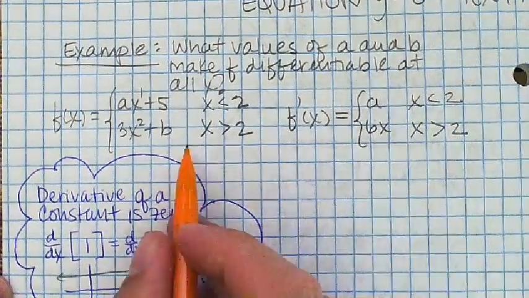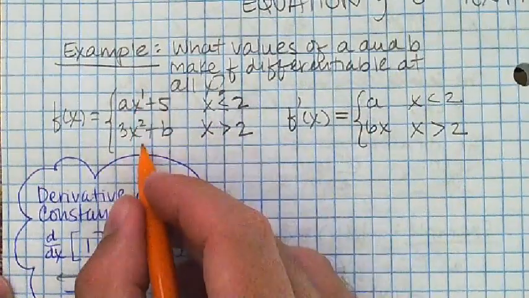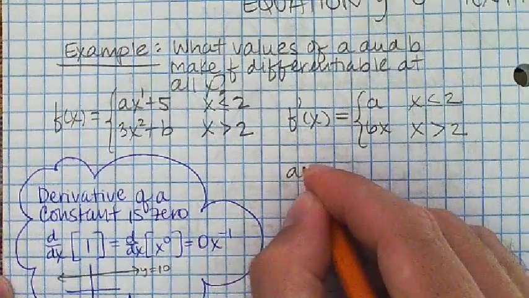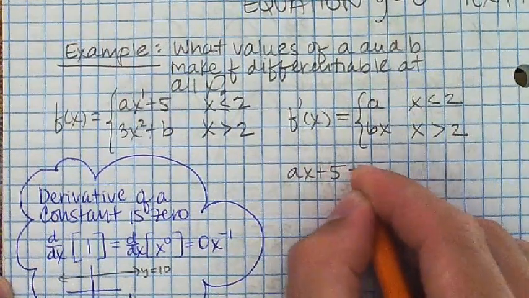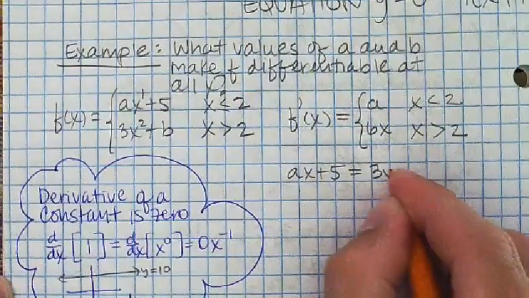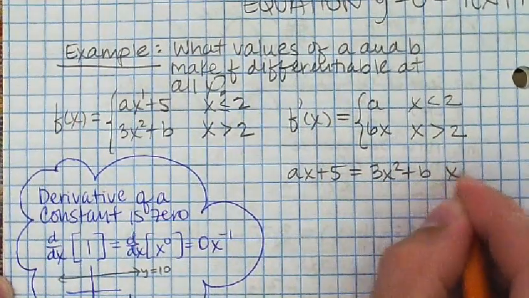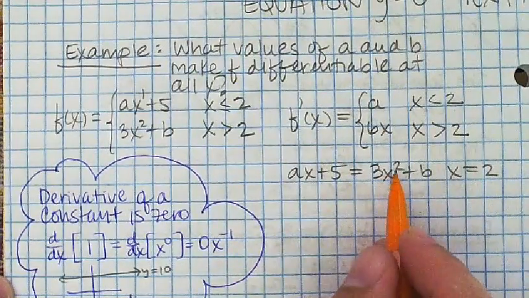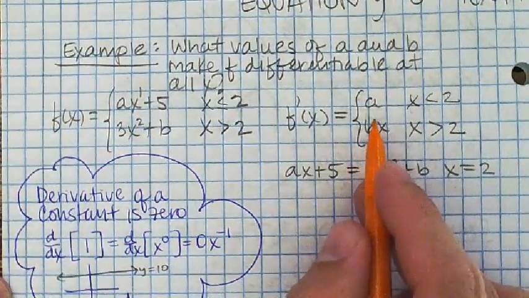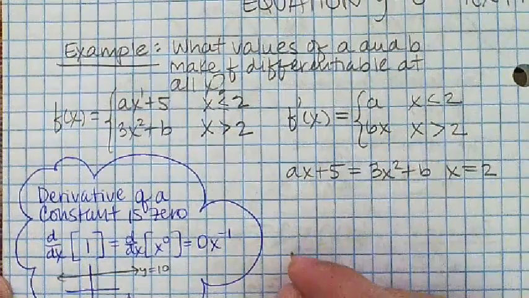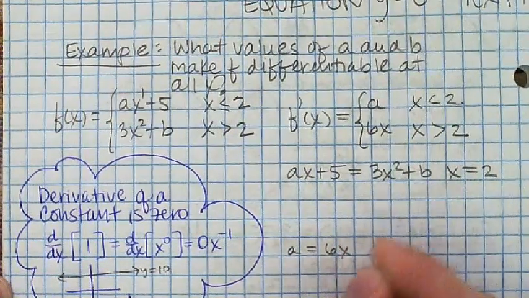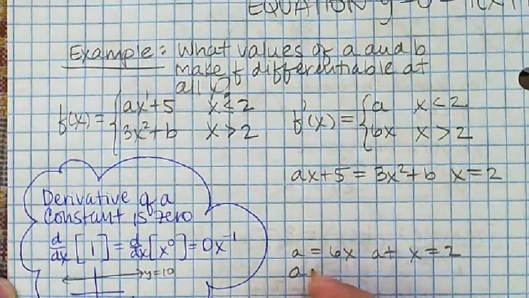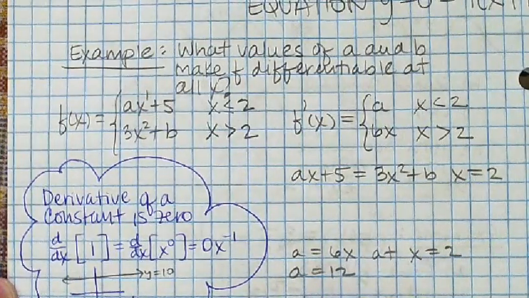So the two equations that we need to be true: we need these two things to be equal at x equals 2, and we need these two things to be equal at x equals 2. So ax plus 5 equals 3x squared plus b at x equals 2. Once I plug in x, I'm going to have a and b, so I'm going to need a little more information. So I need to work on this first. I need a equal to 6x at x equals 2. And that's more like it. A is going to equal 6 times 2, which is 12.